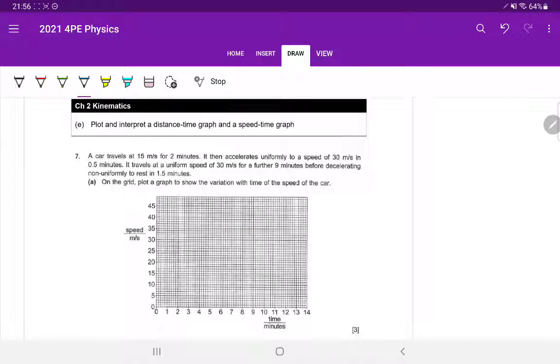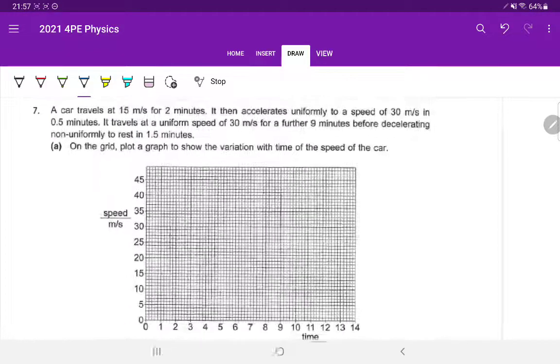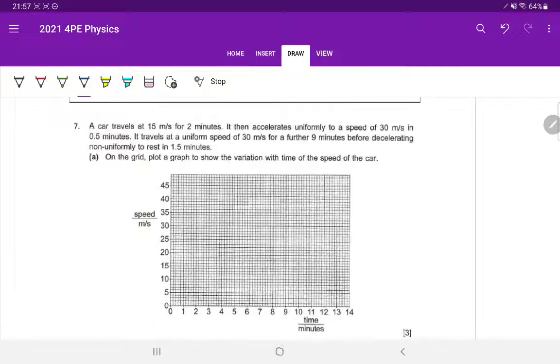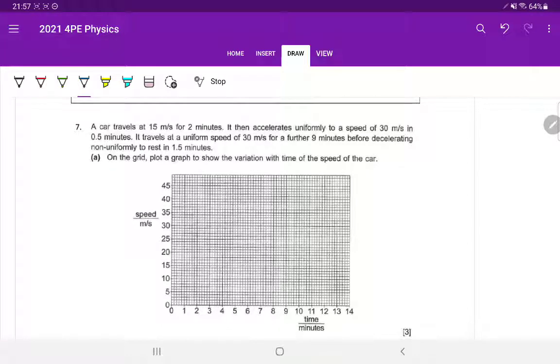Okay, so we need to actually know how to plot either of these graphs and interpret them. Interpreting them we've already covered in the previous learning objectives, so I'm going to go through that really quick. But let's just look at plotting now. A car travels at 50 meters per second for 2 minutes. A tip for this is, when you're plotting and they give you information like this, break up the information into different parts so that you can handle them one at a time.